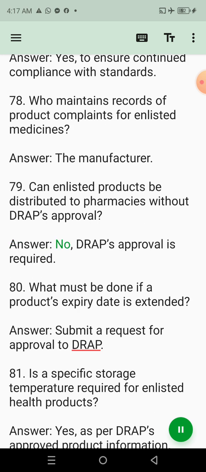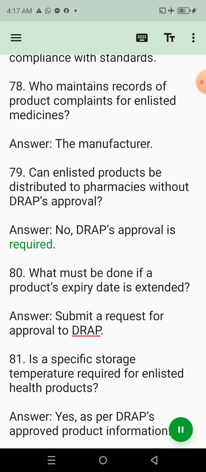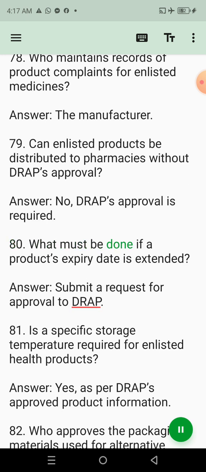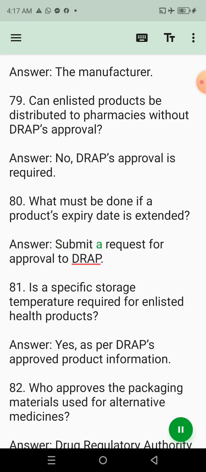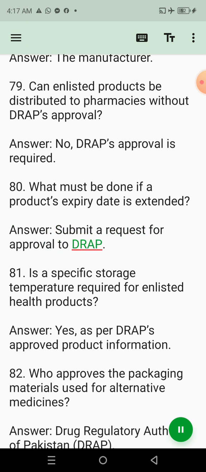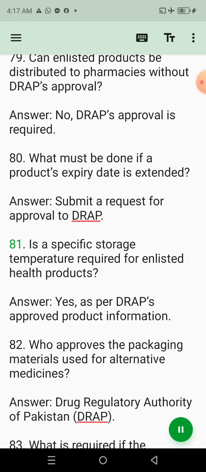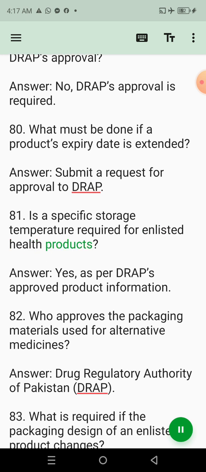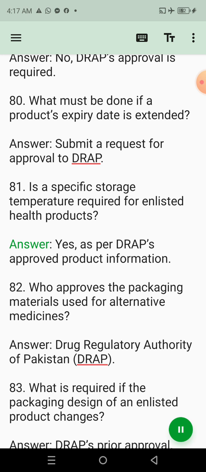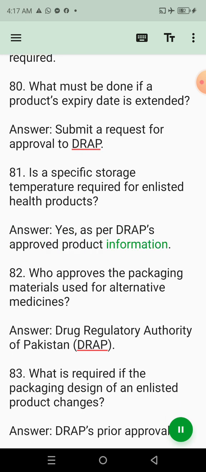Answer: No, DRAP's approval is required. 80. What must be done if a product's expiry date is extended? Answer: Submit a request for approval to DRAP. 81. Is a specific storage temperature required for enlisted health products? Answer: Yes, as per DRAP's approved product information.